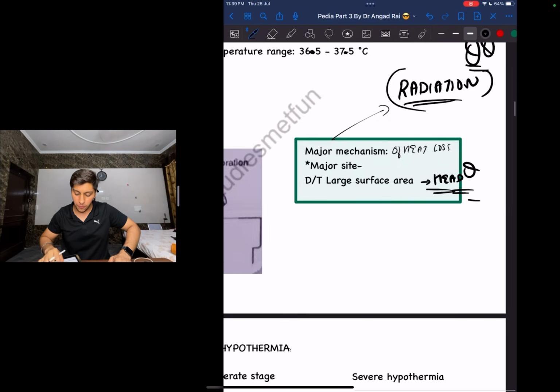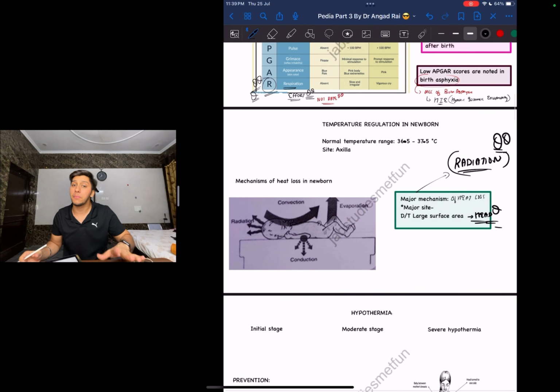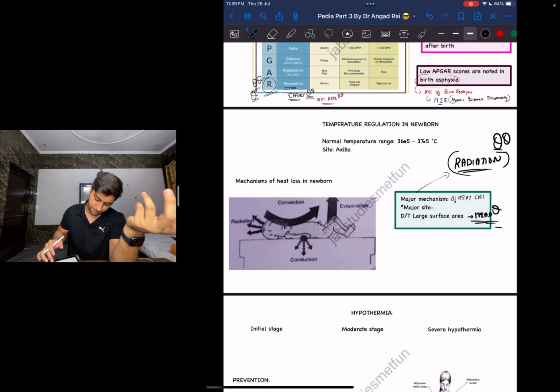So I hope you understood this mechanism of loss. Remember the normal temperature is 36.5 to 37.5. The most important is going to be radiation. Radiation कहाँ से होता है? Head से होता है. ठीक है? Convection is air. Conduction is contact, and with water, evaporation.